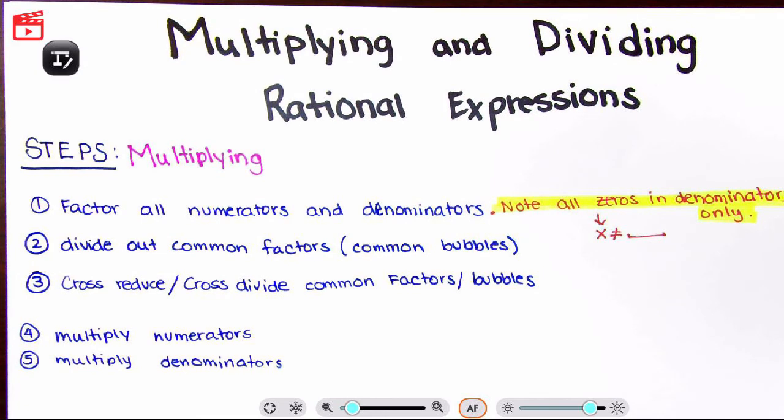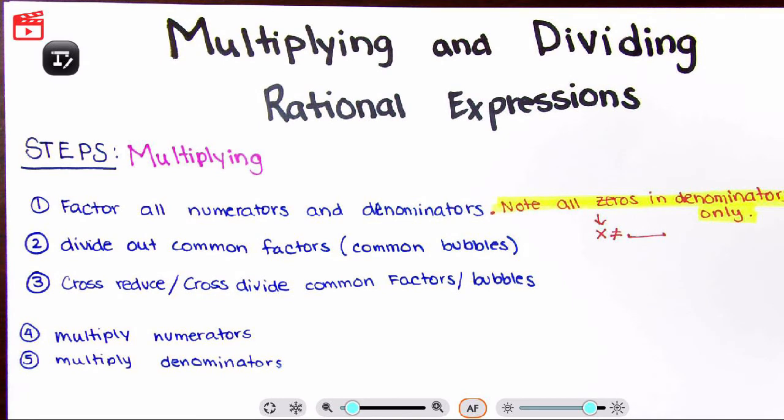Once you've factored all numerators and denominators, you're going to divide out common factors. You're going to do common bubbles. Now, the bubbles have to be the same. They have to be identical bubbles. If you have identical bubbles, you get to cross them out from the top and the bottom. You also can cross them diagonally, so you can cross reduce.